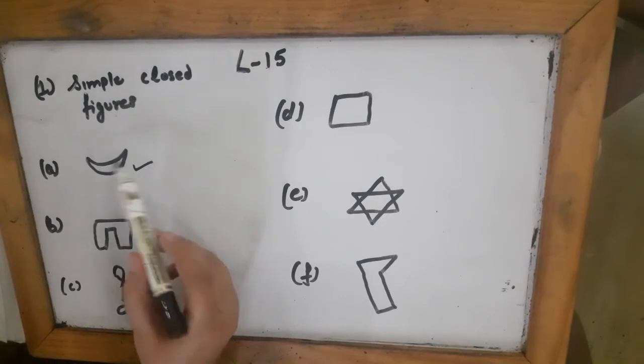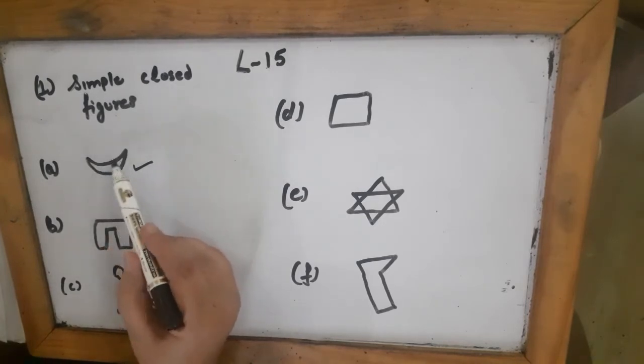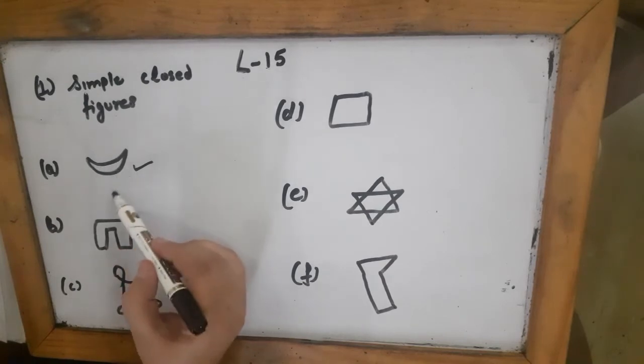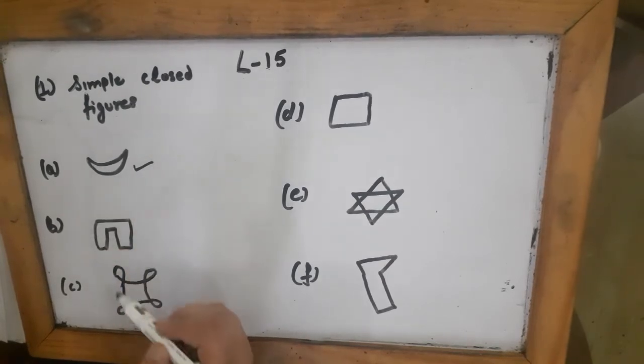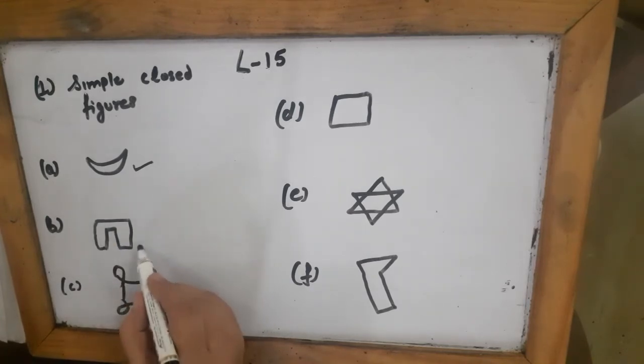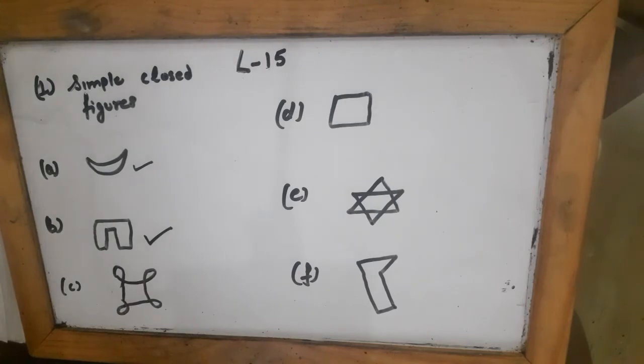In this you can see it's a closed figure and it does not intersect anywhere. The two lines do not cross each other anywhere. So this is a simple closed figure. Here also it is a closed figure where the two lines do not intersect. So it's a simple closed figure.